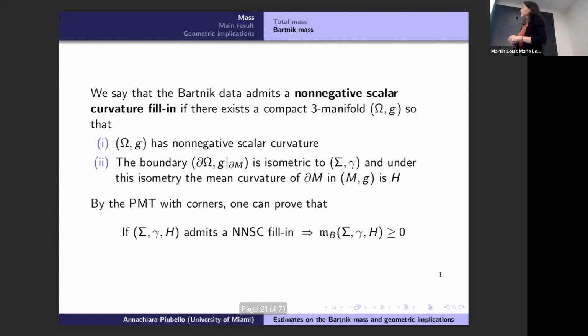Moreover, the existence of this non-negative scalar curvature fill-in, when combined with the positive mass theorem with corners, implies that the Bartnik mass will be non-negative. And of course, from a physical perspective, this is a desirable property for the mass.